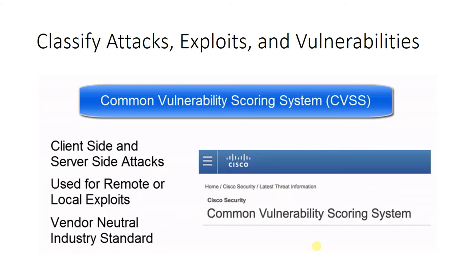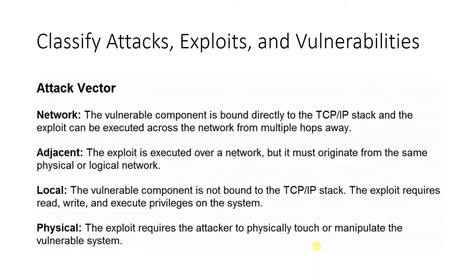The Common Vulnerability Scoring System, or CVSS, is used for both client-side and server-side attacks, regardless of whether they are remote or local exploits. CVSS is a vendor-neutral industry standard that conveys vulnerability severity using 8 metrics. The attack vector can be either across the network or limited to an adjacent network. It may also require local account access or even physical access for the threat actor.